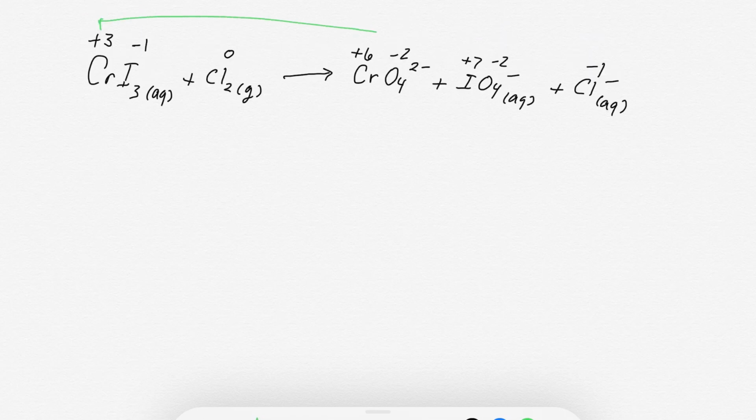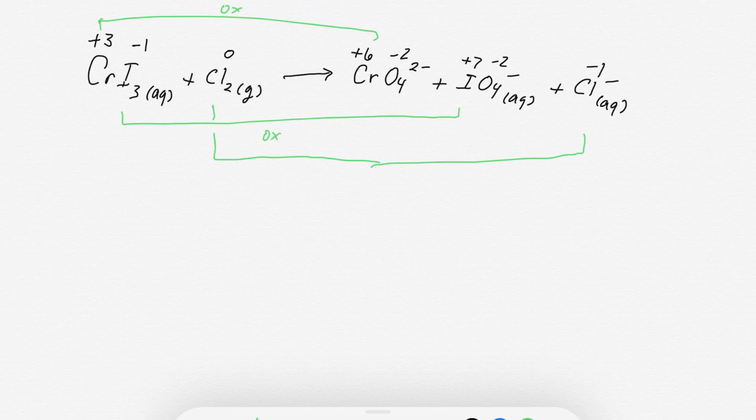Chromium goes from a +3 to a +6. We can tell that's being oxidized. Notice that the iodide here is going from a -1 to a +7. So again, you'll notice it is losing negative charge, which means that it has to be oxidized as well. And then last but not least, our chlorine is going from a 0 to a -1. It's going more negative, which means it's gaining, which means it is reduction.